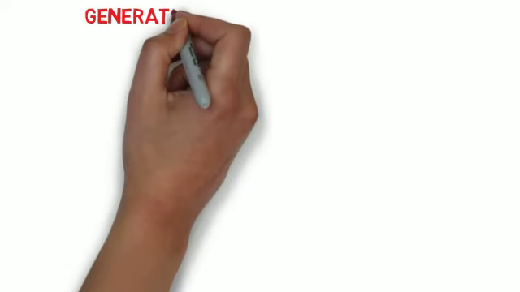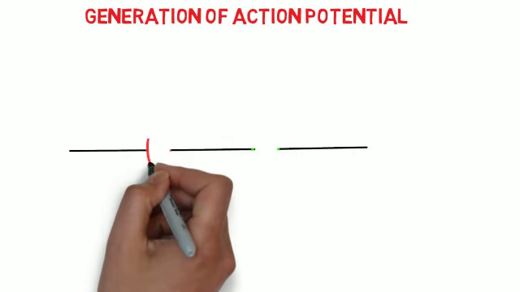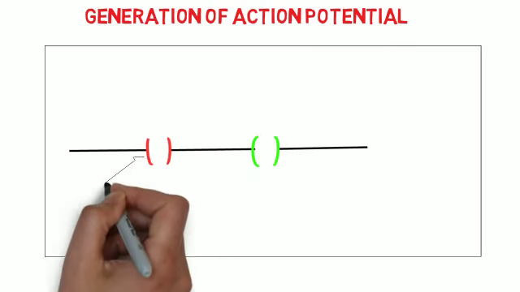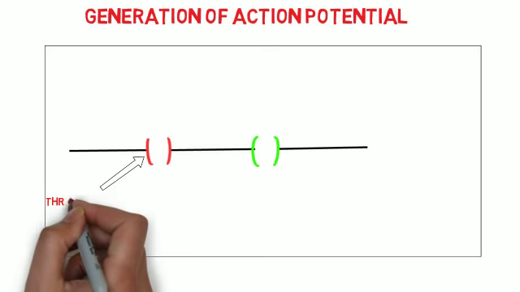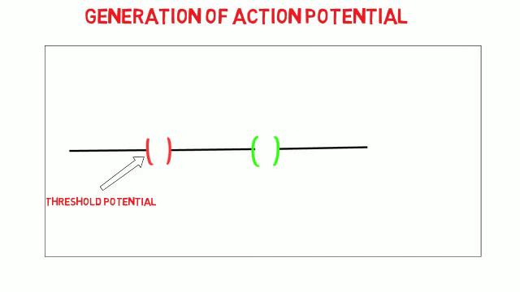Now let's see the second part of our video, that is the generation of action potential. So to understand the action potential, we have to look at some more ion channels which are present on the neuronal membrane. The first of them is the voltage gated sodium channel. This channel is inactive at the resting state, and as the potential rises to about minus 55 millivolt, these channels open and a large amount of sodium flows into the cells. So guys, this potential is called the threshold potential.